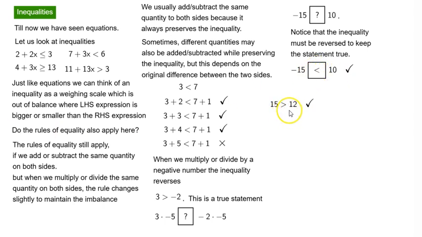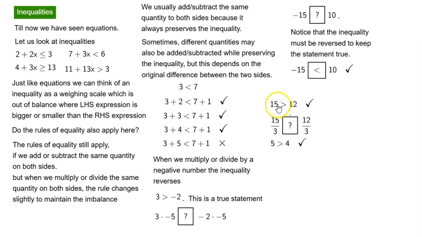Okay, now let's take 15 is greater than 12. A true statement. Now let's divide both sides by 3, a positive number. What happens to the inequality? No change. After simplification, 5 is greater than 4.